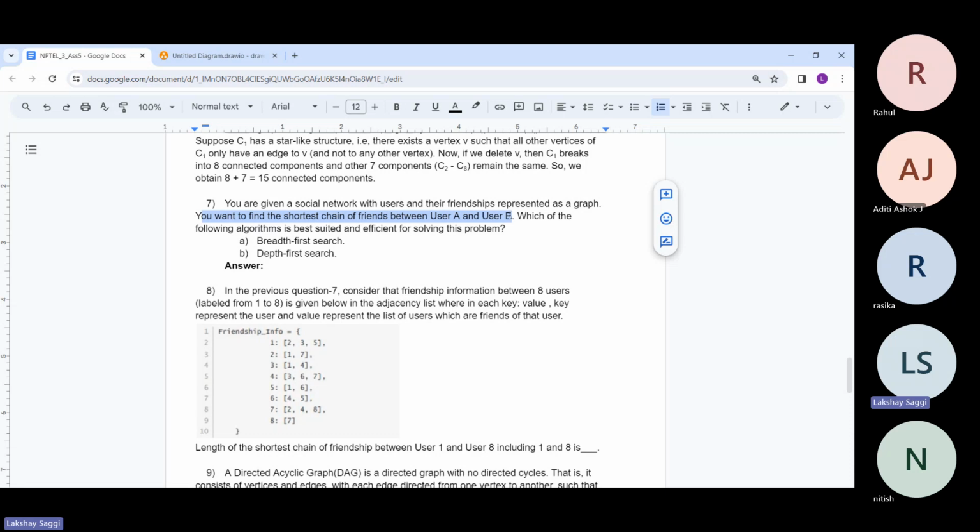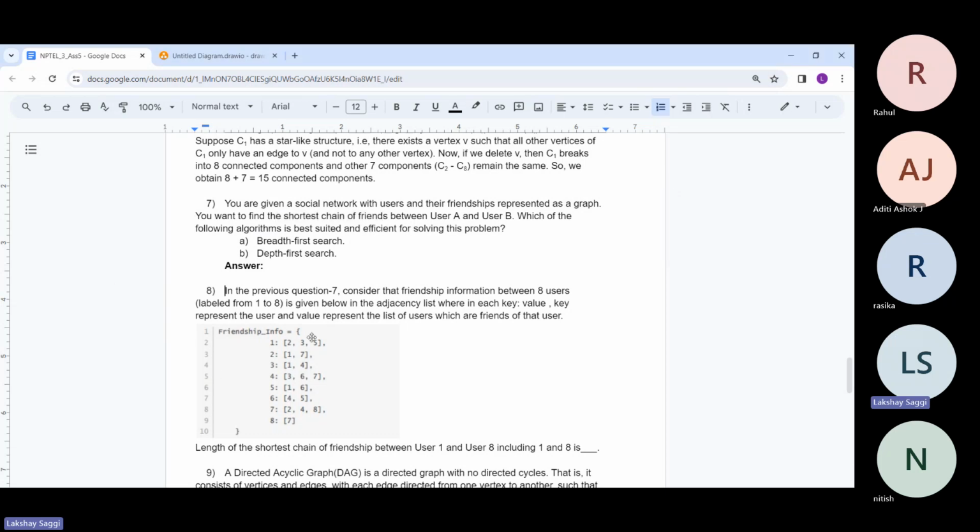So which of the following algorithms is best suited and efficient for solving this problem? So given two users, we want to find the shortest chain of friends, or let's say the shortest path between them. So this is a very simple question. Like this has been discussed. Okay, Rahul is saying that option B, that DFS should be used to track the distance between A and B. So actually, Rahul, we want to find the shortest distance, right? And shortest distance is found efficiently using BFS, not DFS.